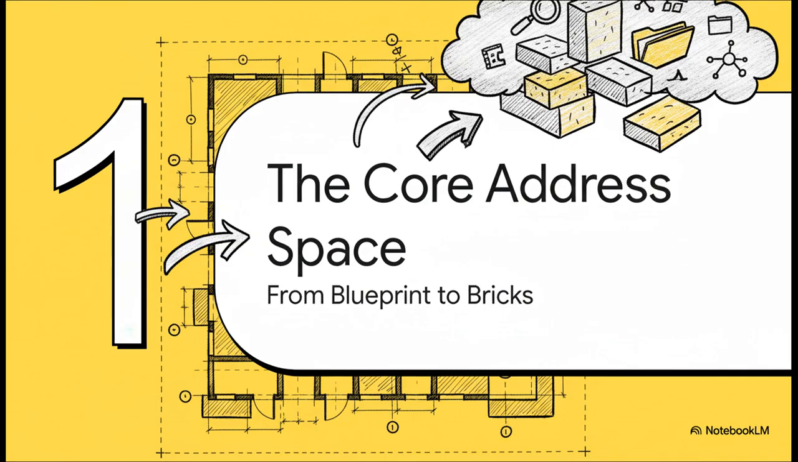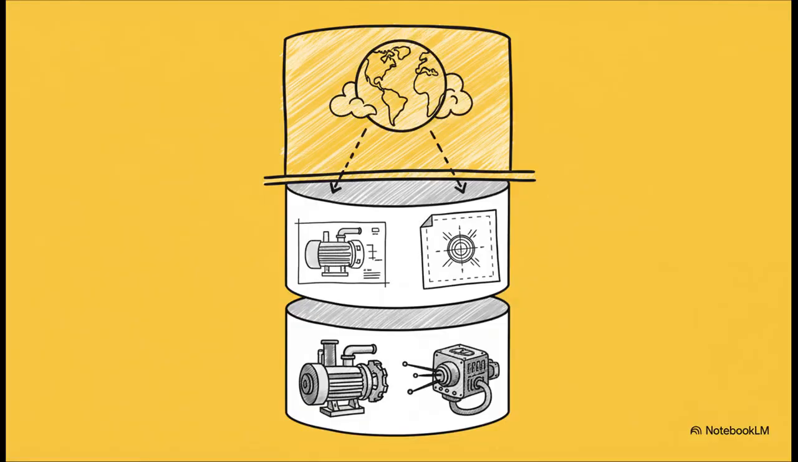Okay, first up, the core address space. This is really about going from the blueprint to the actual bricks. The whole foundation of the i3X system is this thing called the address space. You can think of it as the giant container for, well, for everything. And it all starts at the very top. So this address space has a pretty simple three-layer hierarchy.